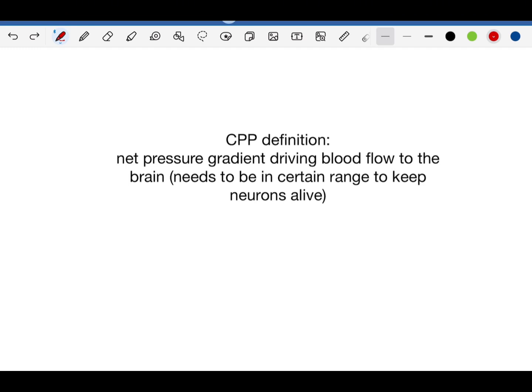And that's important, and I typed it out here, that it needs to be within a certain range to keep the neurons alive. So if it's too low, you're not perfusing, or if it's too high, you run a risk of cerebral edema, a hemorrhagic transformation. So it's very important if you have a patient with a head injury, maybe a head bleed or a tumor, that you keep this within a certain range. Now there is a formula for this, and we're going to go ahead and discuss that next.